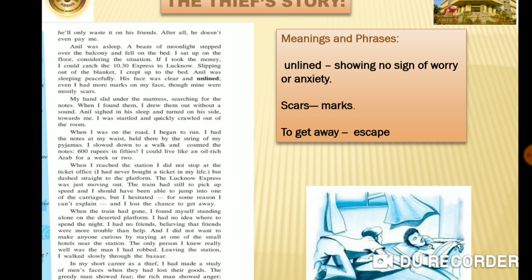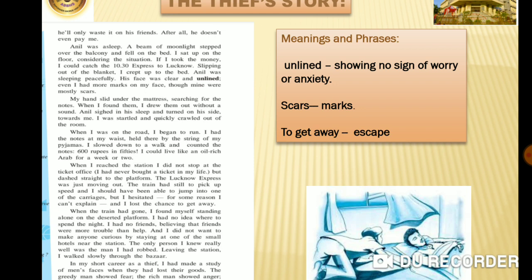He was all alone, running from one place to another, cheating people from one place to another. And he did not want to make anyone curious by standing at one of the small hotels near the station. The only person I knew really well was the man I had robbed. Leaving the station, I walked slowly through the bazaar. Again a thought came that I don't know anyone here, but I know only one person, that is Anil. So he again started back towards Anil's house, towards the bazaar.